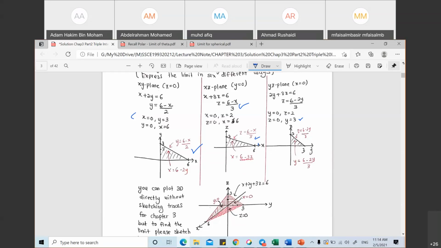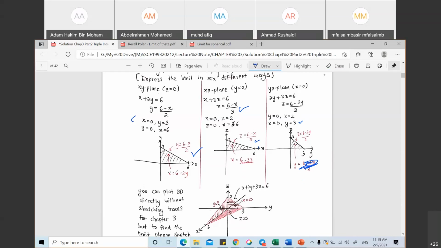Your y should be, this is not correct, 6 minus 3z, right? Can you see? This is 6 minus 3z, over 2. So you mean y, Doctor? Right. Okay, y equals. Yes, thank you.